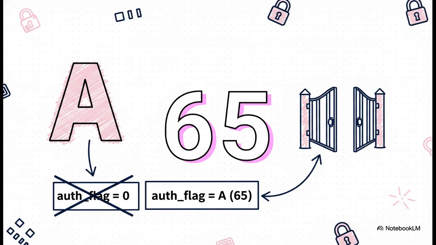But wait a minute, how does writing the letter A suddenly mean access granted? Well, it's because deep down, computers see letters as numbers. The ASCII code for a capital A is the number 65. Remember our auth flag? It was an integer waiting for a number, and it started at 0. So when we overflow and write an A on it, we're actually changing its value from 0 to 65. And here's the kicker. In languages like C++, any number that isn't 0 is treated as true. And boom, just like that, the gate swings wide open.